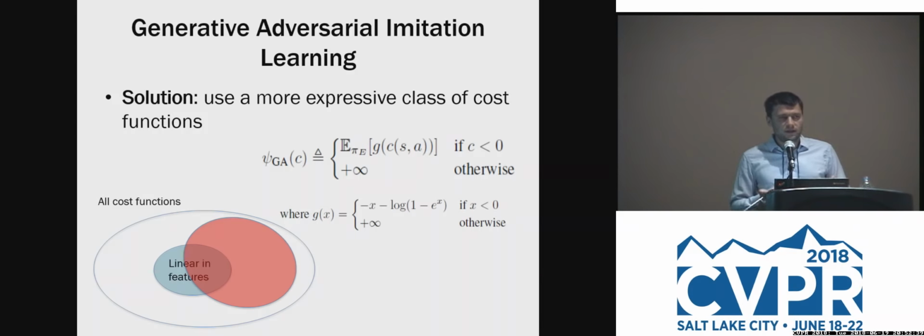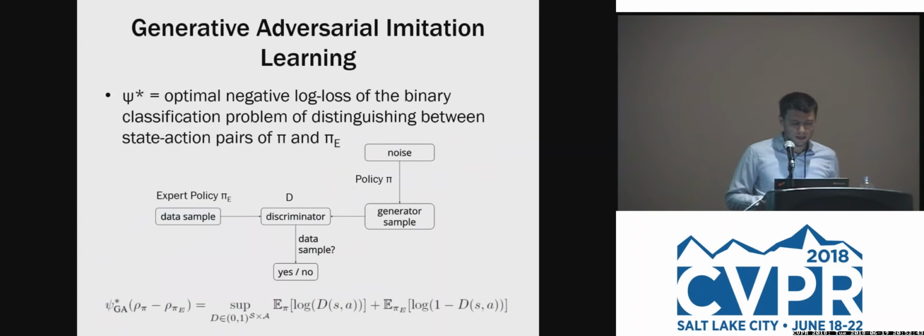The interesting thing is that if you look at the convex conjugate of that function, the psi star, then you can mathematically show that this corresponds to the optimal negative log loss of the binary classification problem, where we're trying to distinguish between states and actions generated by your policy pi and by the expert. Right? So now you see the connection with GANs.